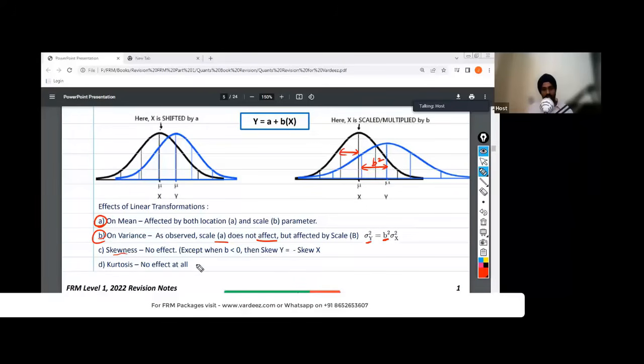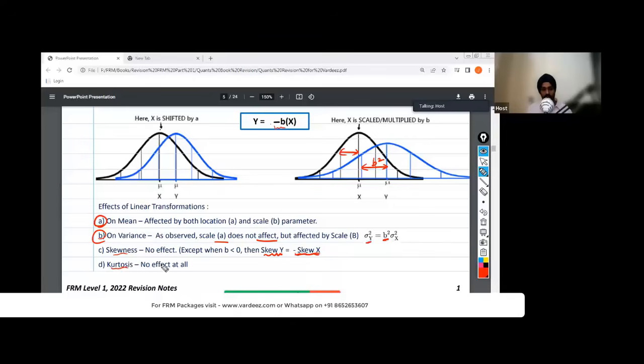Okay, what about skewness? Ideally, no effect. But if this B becomes a negative value, then when B is negative, the negative multiplied by X is going to be negative. So the skewness of Y will just be a negative answer, nothing else. Ideally, there's no effect on the skewness, but if B is less than 0, it means the answer is negative. So if this is the negative case, the answer will be negative. That's it.